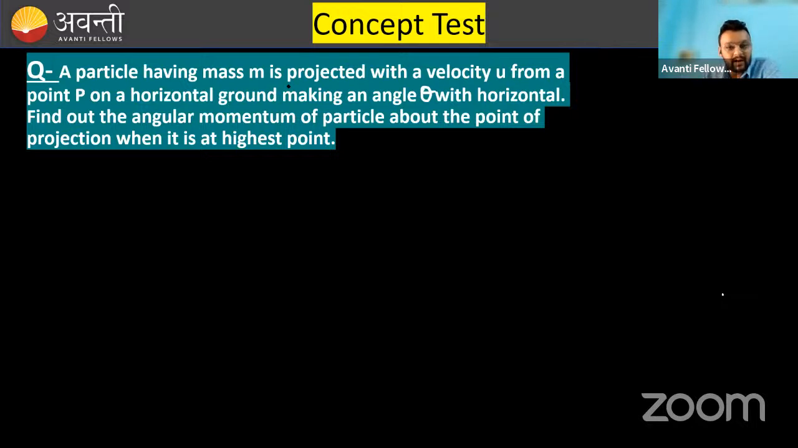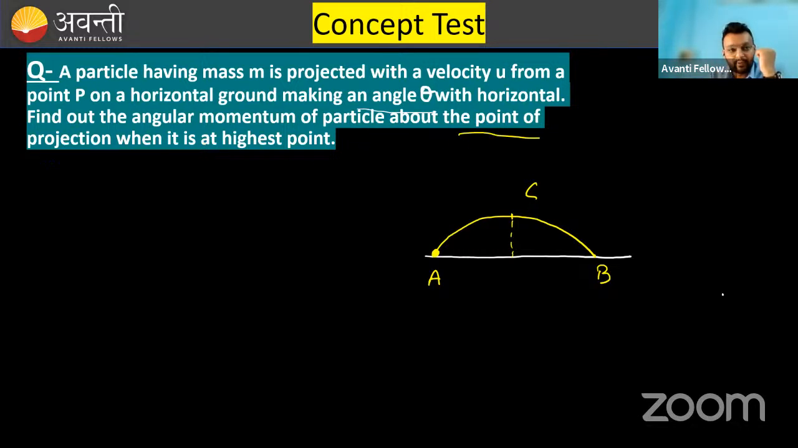What does it say? A particle having mass m is projected with a velocity u from a point P on a horizontal ground making an angle theta. So this is the case of projectile. This is our ground, and this is the particle, and this particle is thrown. Then it will go something like that. Let it be thrown from point A and reach point B, and this is the maximum height point, suppose C.